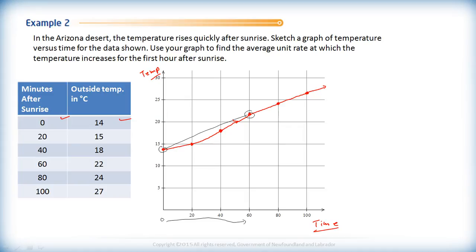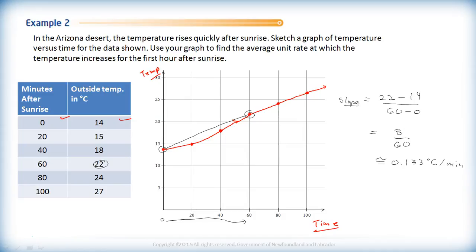Okay, makes sense. So our average unit rate is going to be the slope, and that will be equal to the height at this one. So at 60, that height was 22. So I want 22 here. Subtract what our height was at 0, which was 14. And that's got to be divided by 60 minutes minus 0 minutes. So you end up with 8 divided by 60. So this is going to be an average rate. 8 divided by 60 is about 0.133. And this is going to be in degrees Celsius per minute.